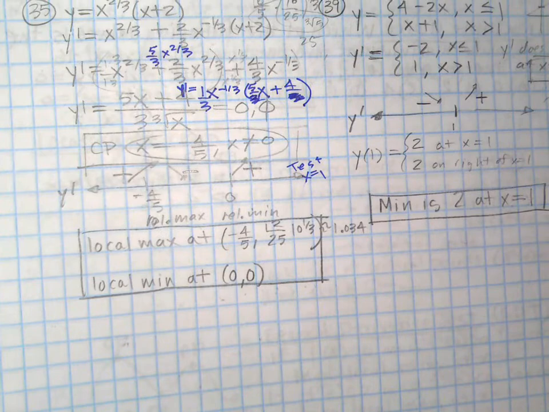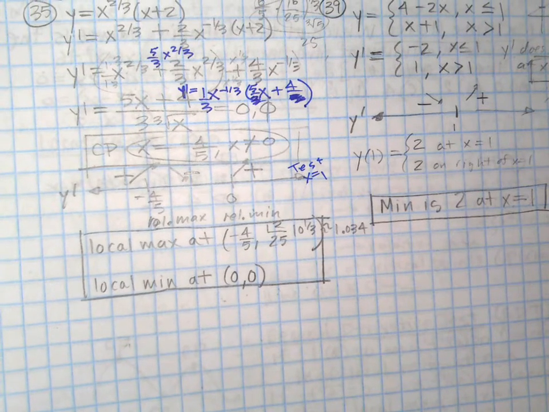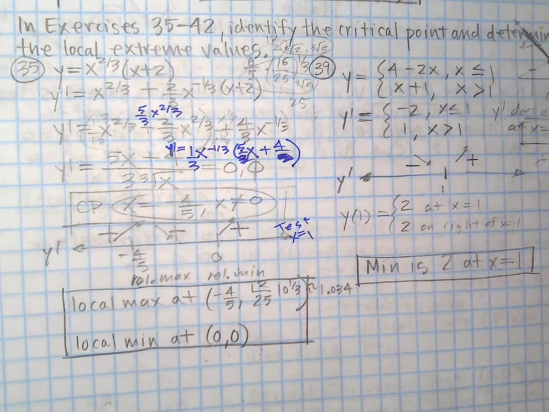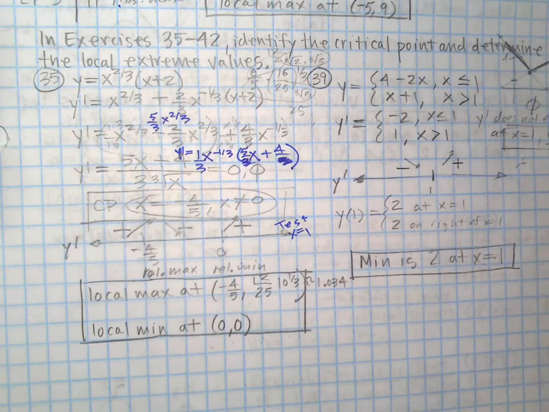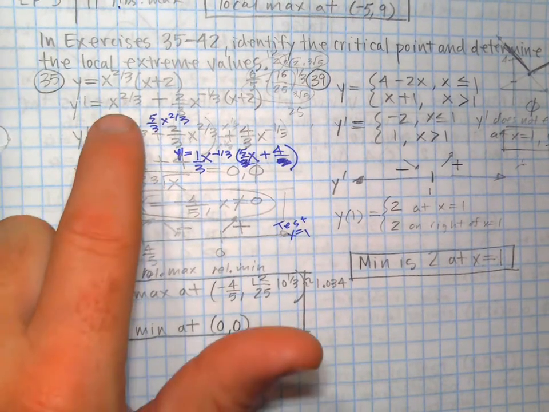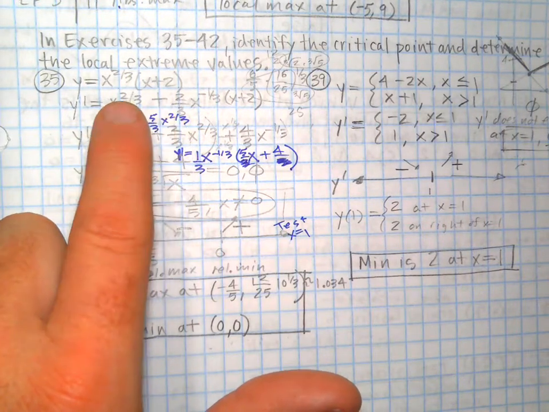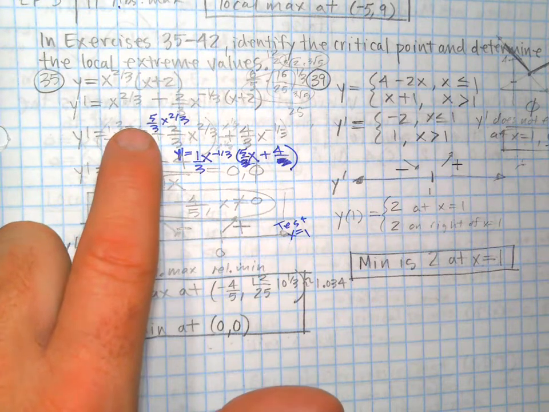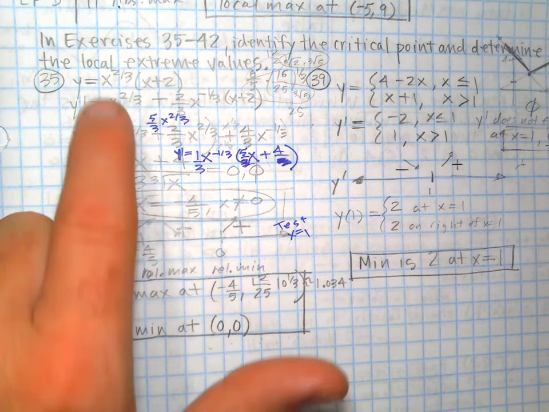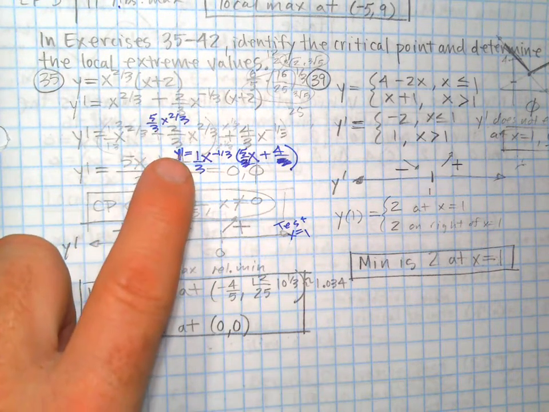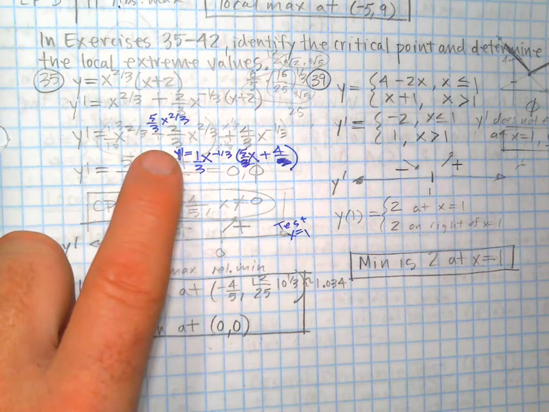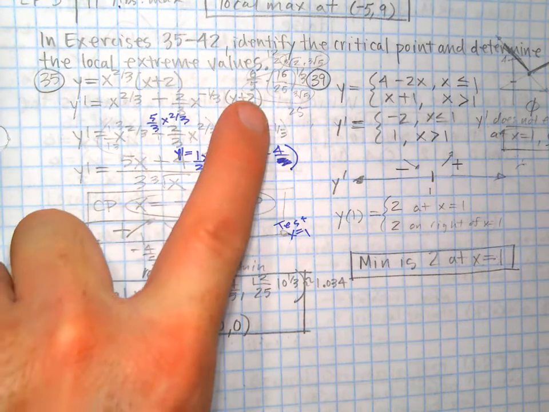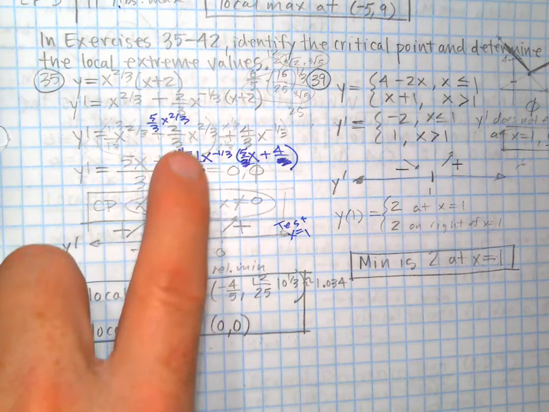35, identify critical point, determine local extreme value. So, I mean, you're getting a lot of practice with absolute max mins, EVT. So this one here, there's your function. I went ahead and just took the derivative of it. And so I just did product rule. And then you want to maybe try and clean it up. So I went ahead and distributed this in here, and then I combine these like terms.